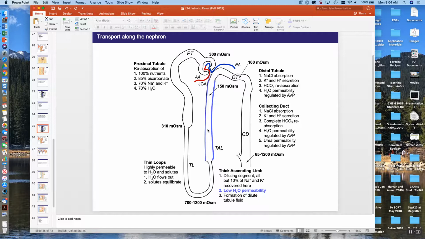Thick ascending limb, right, there's no water permeability, but if we go into the distal tubule or collecting duct, let's just say there is water permeability, which way is the water going to be going? Out, right? The way to think about this is the inside of the nephron has a higher water molecule concentration than the outside. So we have this enormous driving force for the movement of water out, right?